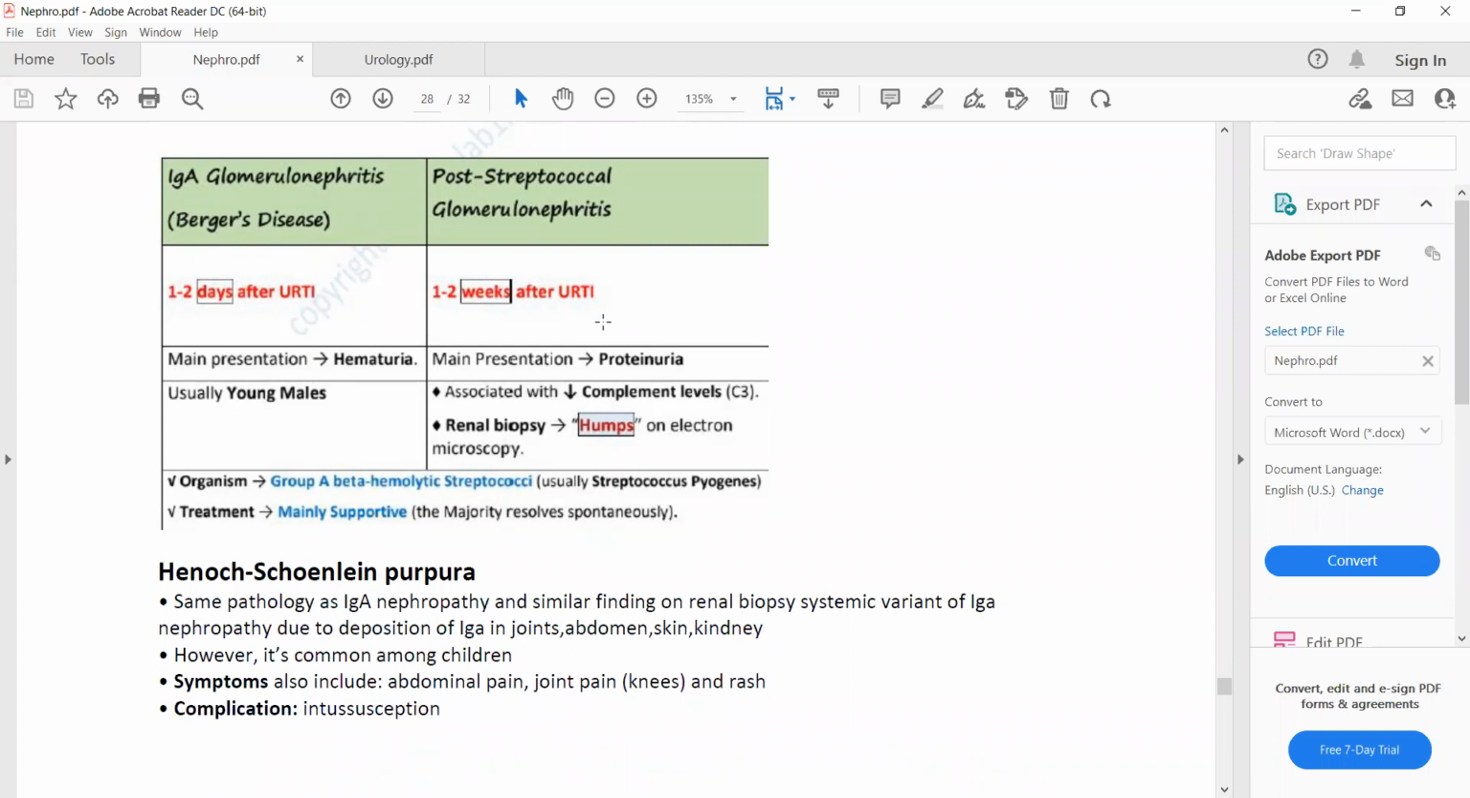Post-streptococcal glomerulonephritis is associated with decreased complement levels of C3, and renal biopsy shows humps on electron microscope. So remember these points to differentiate between IgA glomerulonephritis and post-streptococcal glomerulonephritis. IgA glomerulonephritis is if the patient develops hematuria 1 to 2 days after upper respiratory tract infection. And post-streptococcal glomerulonephritis is if the person develops hematuria 1 to 2 weeks after upper respiratory tract infection. Other points that will favor the diagnosis of post-streptococcal glomerulonephritis include decreased complement levels of C3 and humps on electron microscopy on renal biopsy.